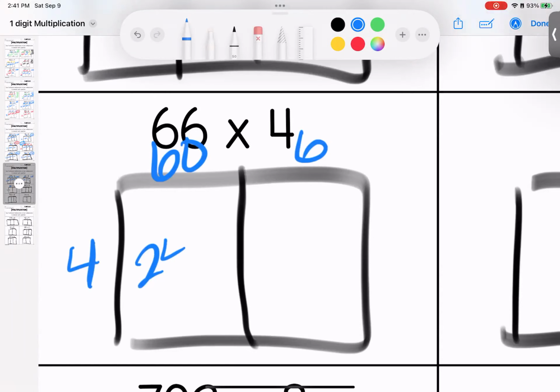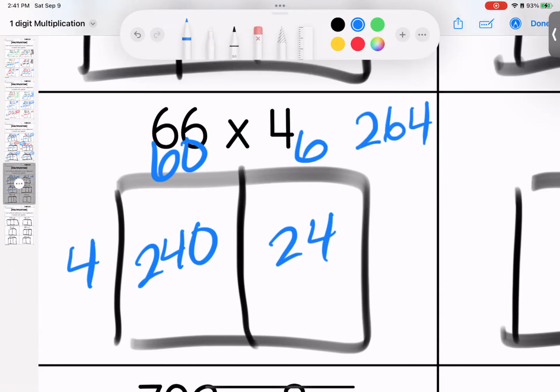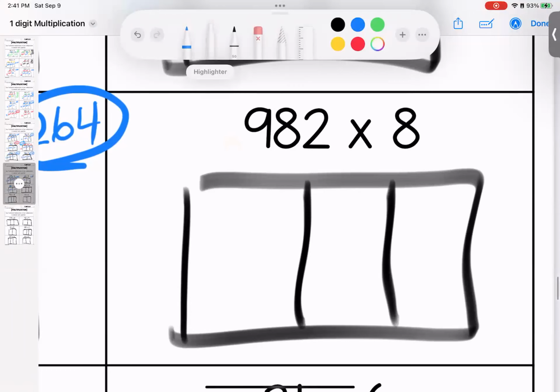60 and 6 times 4. 4 times 6 is 24 with a 0. 4 times 6 is 24. We have 4, 6, 2, 264.